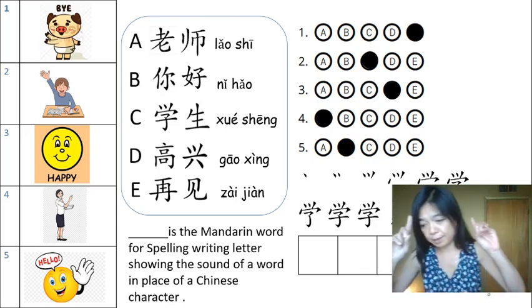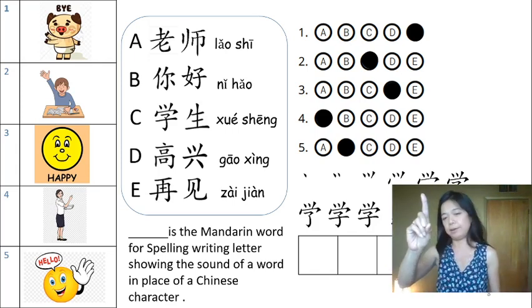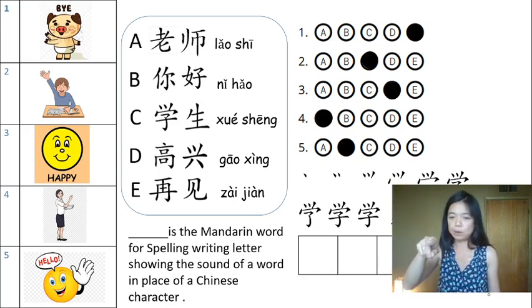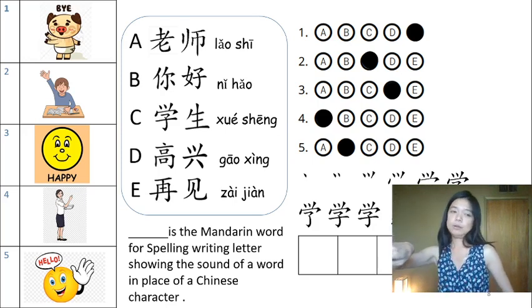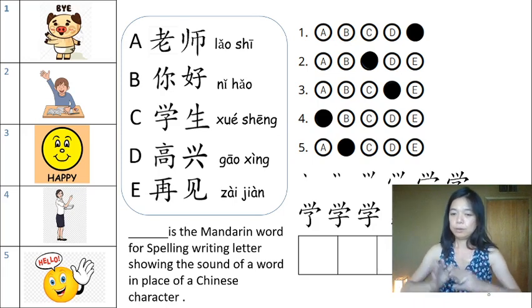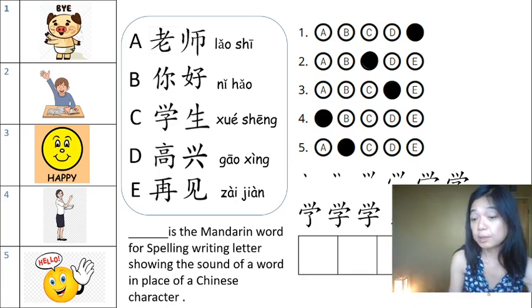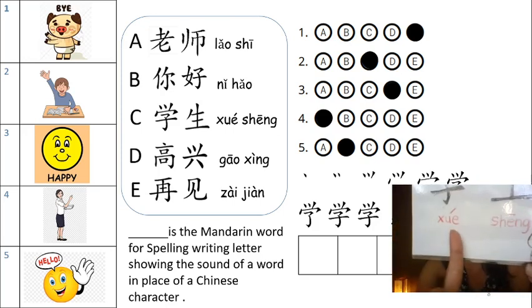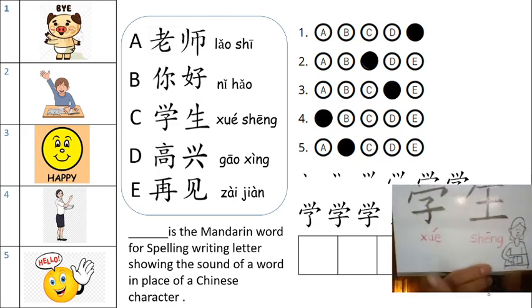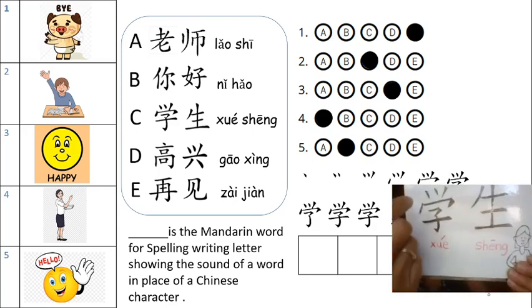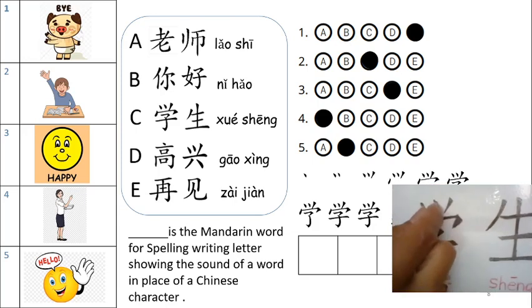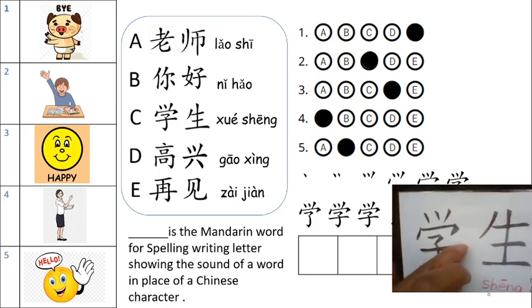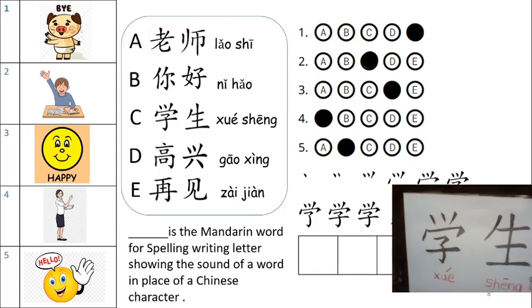So now we're going to practice writing Mandarin characters. All right, put your hands up in the air on your mark. Ready? 一、二、三、四、五、六、七、八. So let's sound this character with me. Ready? 学生, students, 学生. And how do you write a character? Let's trace it. Ready? 一、二、三、四、五、六、七、八, 学, 学生, students.